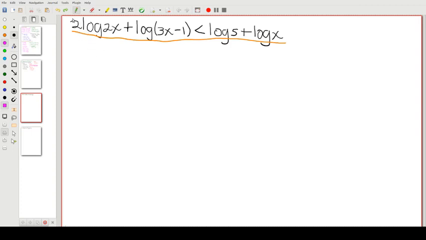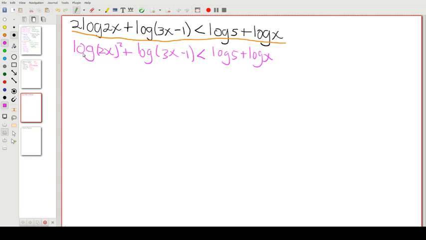So first, we're going to take the coefficient in front, the 2, and move it to the top, turning a multiplication into an exponentiation. So this first term becomes log of 2x squared, since we took the 2 from the front to the exponent, plus log 3x minus 1, where we can do nothing, so we just keep it. On the right side we can do nothing of that sort to start with. In the next step we'll be combining these.